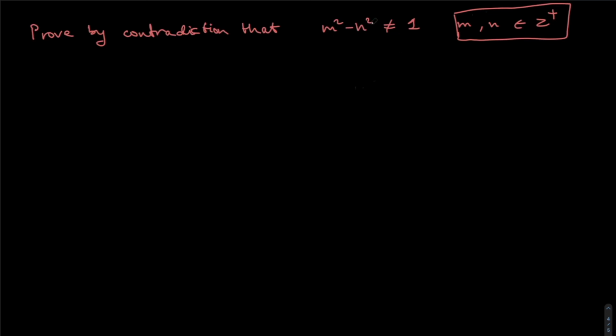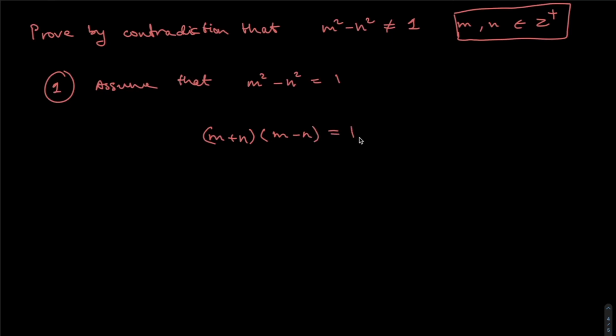Okay, so m squared minus n squared. Let's work with the first step. Always write the first step down, regardless of whether you can solve the question or not. So first step, assume that m squared minus n squared is indeed equal to 1. Let me just write it. This is equal to 1. So if you remember your a squared minus b squared form, which is equal to a plus b times a minus b, let's write it that way. Let's simplify this. m plus n times m minus n is equal to 1, right?